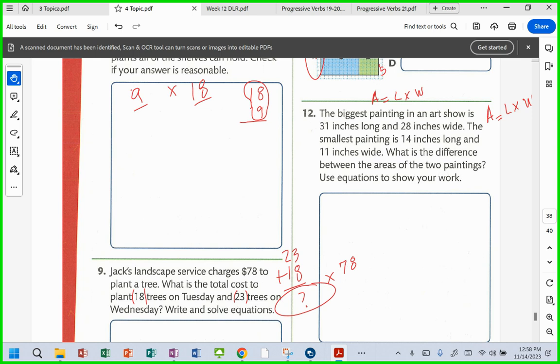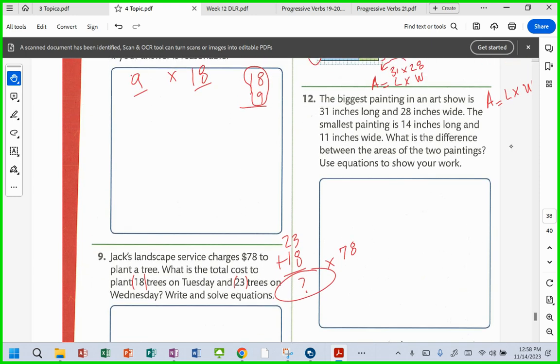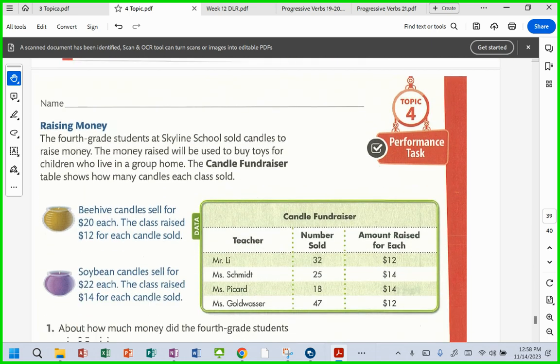Do we have the length? Yep, 31. Do we have the width? Yeah, 20. Which means we should be able to solve to find the area, right? All right, you figure out the rest because you're going to have to add some of that stuff up or you're going to have to subtract. What is the difference? When you hear the word difference, that's subtraction, right? All right, moving right on.